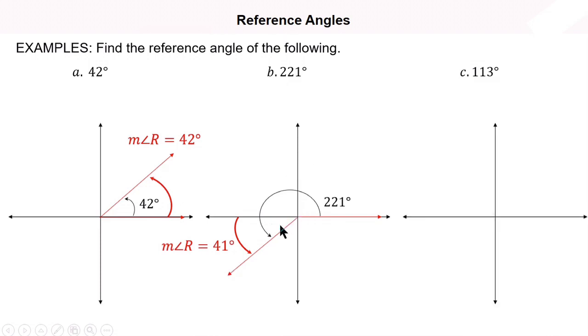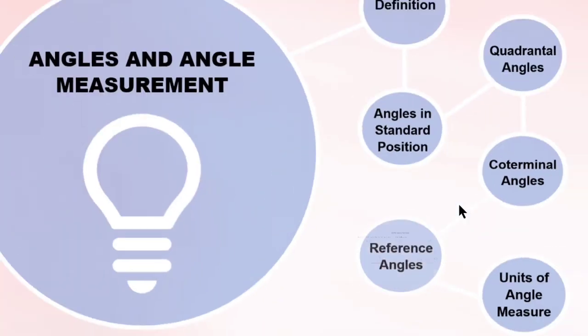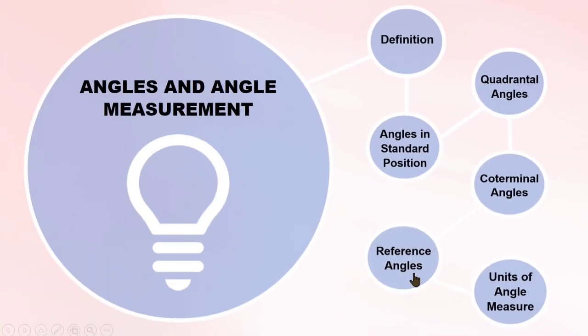For letter C, the given angle is 113 degrees. The reference angle is 67 degrees. This is 90 degrees, while this part is 23 degrees, a total of 113 degrees. Para mag 90 degree ang measure dito sa side na ito, we still need 67 degrees, or subtract 113 from 180. So that's how you determine the reference angle of a given angle.